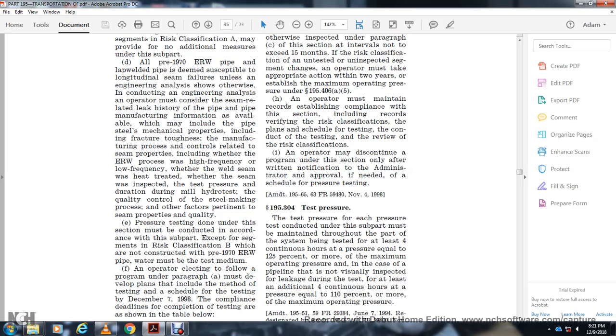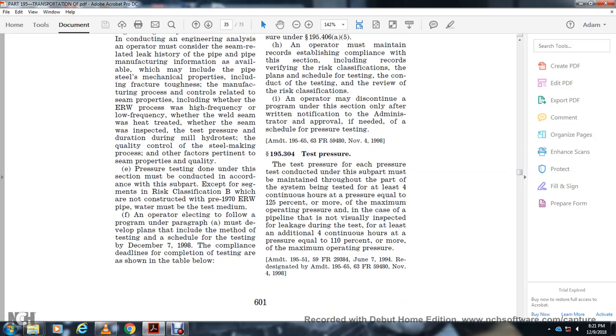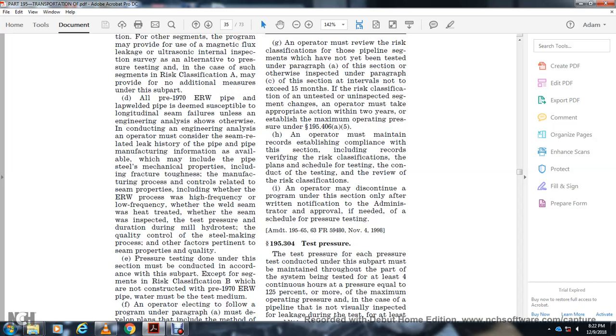Water must be the test medium. An operator election following the program, the paragraph A with the boat must develop the plan to include the method of testing and schedule for the testing. December 7th, 1998. Compliance deadlines for completion of the testing are shown in the table below.